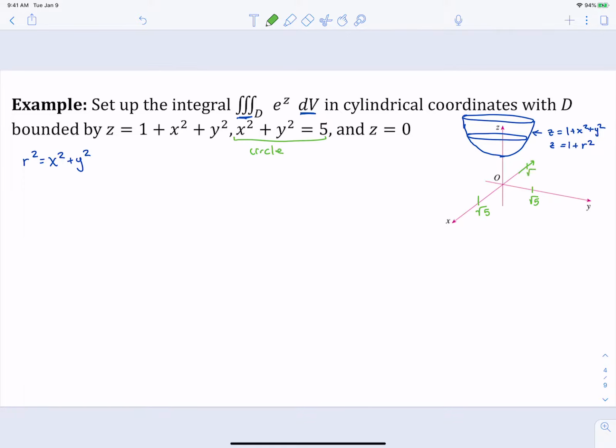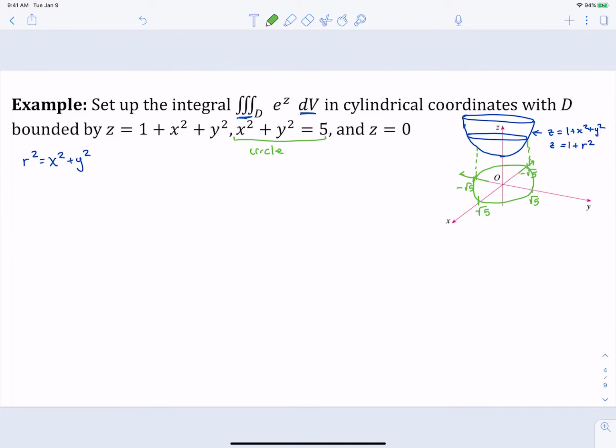Extend that out there a little bit. Negative square root 5. Extend this one back a little bit. Negative square root 5. And so this is this circle here in the xy plane. Basically what that's doing is giving us a left and right bound that we're going to look at underneath that parabola, that parabolic bowl.